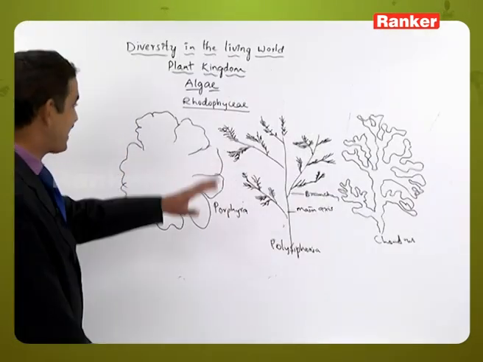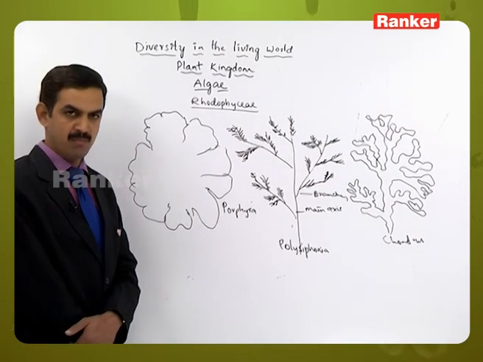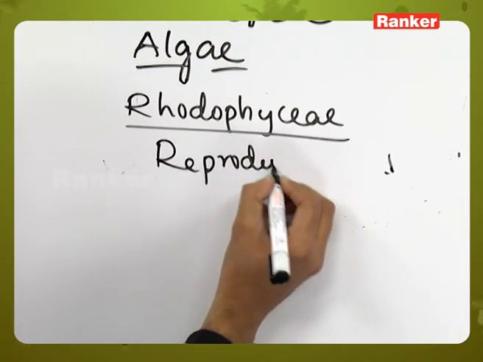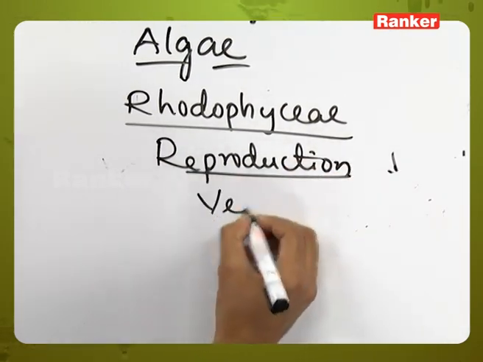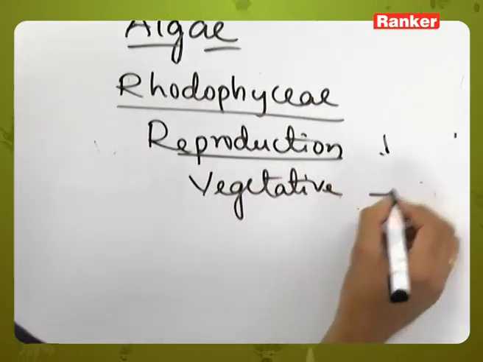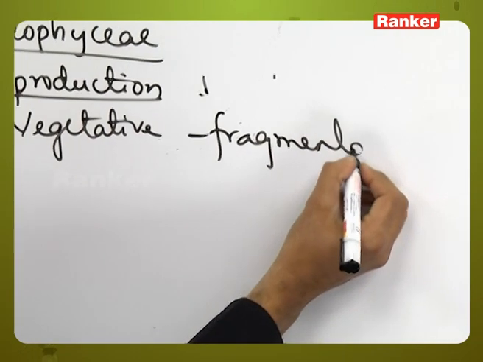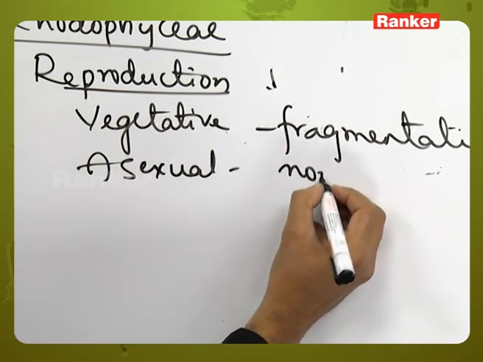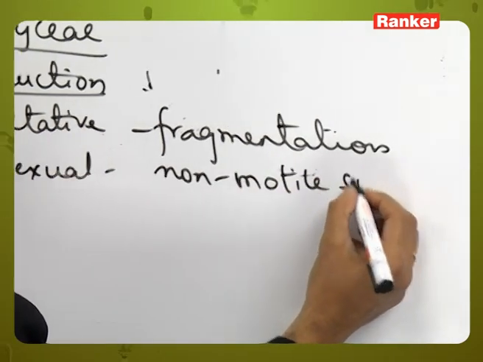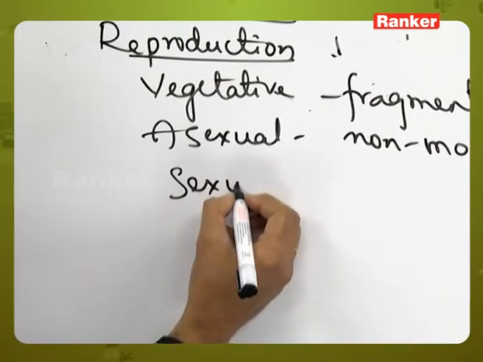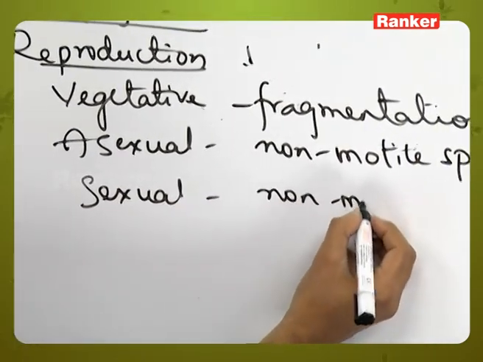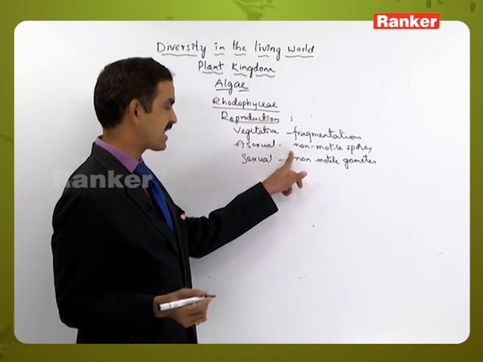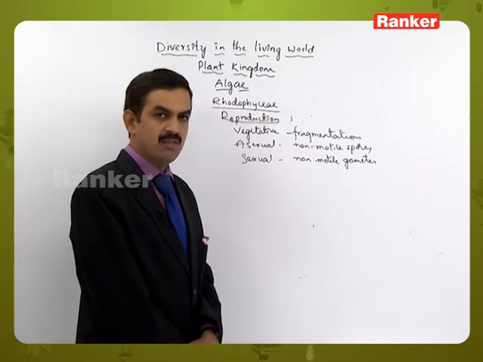Likewise, the massive body is also seen in the Rhodophyceae members, and these members participate in reproduction: vegetative reproduction by fragmentation, asexual reproduction by non-motile spores, and sexual reproduction by non-motile gametes, that is, aplanospores in asexual reproduction and aplanogametes in sexual reproduction.